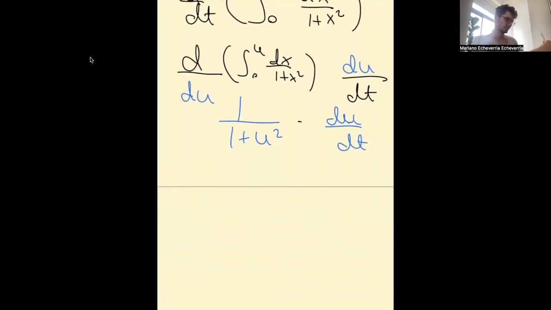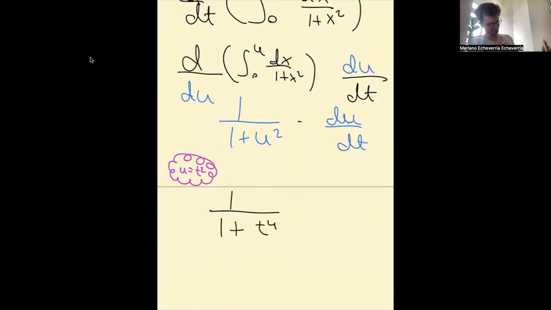But now you just remember that u was t squared. So you end up with 1 plus u squared is t to the 4. And du dt is 2t. So the answer is 2t over 1 plus t to the 4. Is that okay?